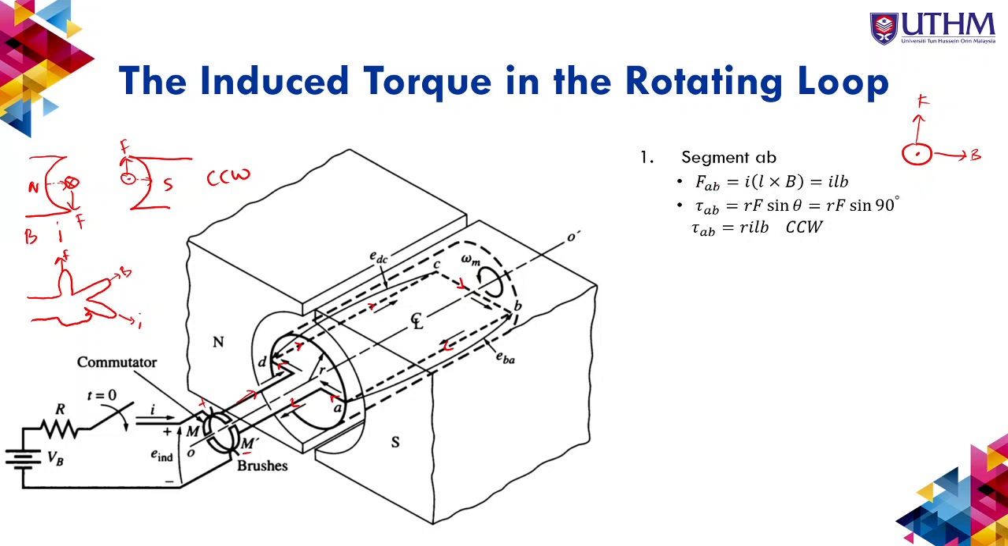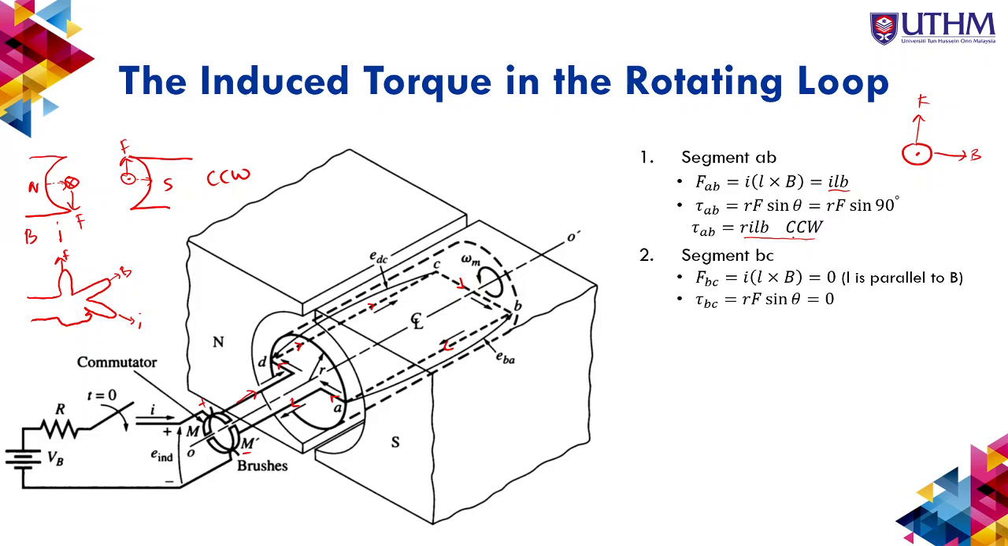This is the formula for the force, ILB, and then the formula for the torque is RF sine theta. As I mentioned before, theta is always 90 degrees. So this is the torque formula for segment AB, and the motion will be counterclockwise.